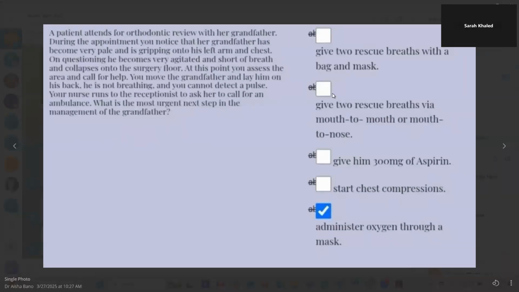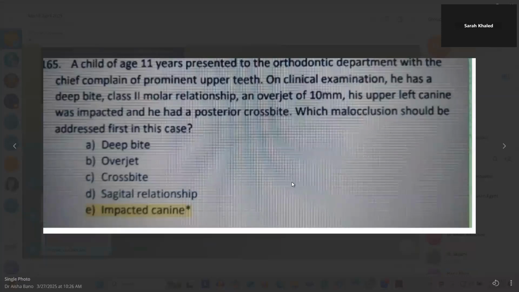Doctor, does it matter if they say that the chief complaint is the overjet? Or should we address the most important malocclusion even if they said the chief complaint is the overjet? It's prominent upper teeth. Because you said one of the indications for early treatment with twin block is bullying and fear of trauma. So should we choose overjet?